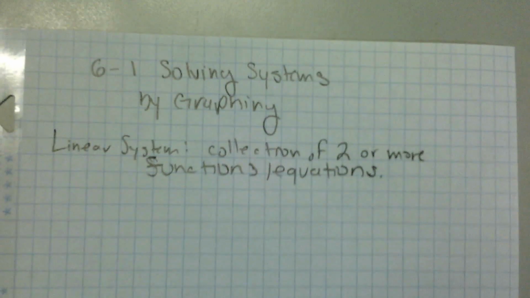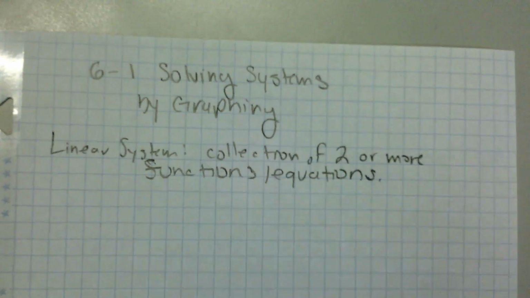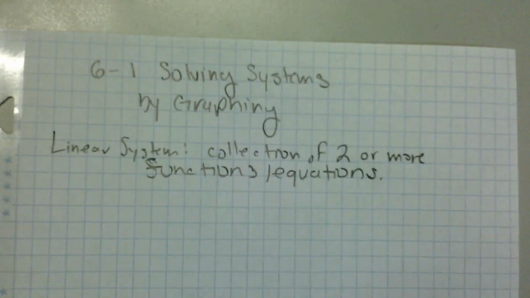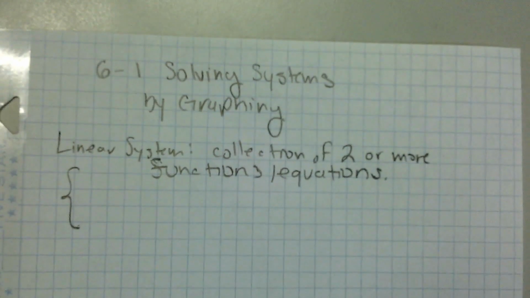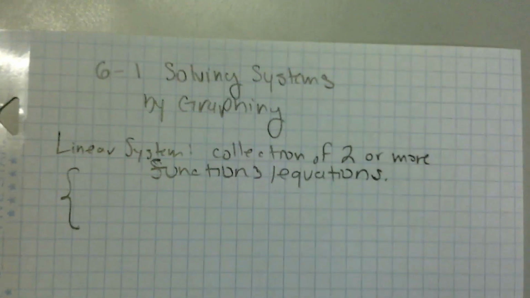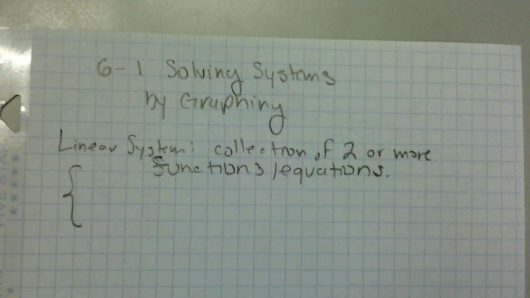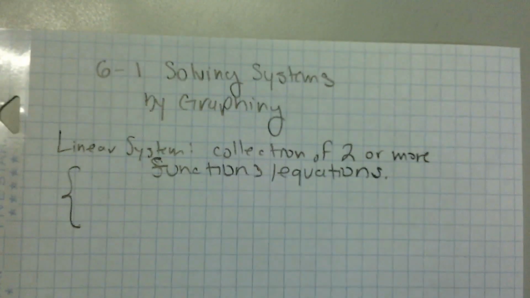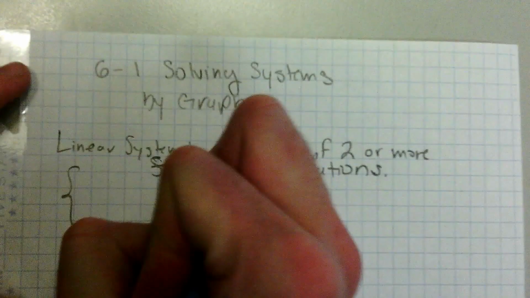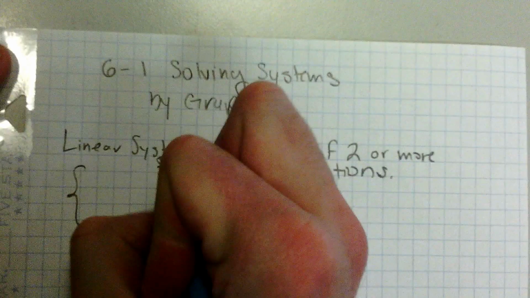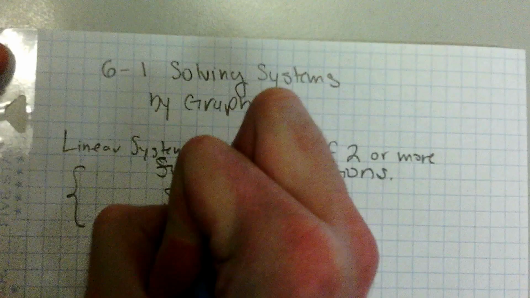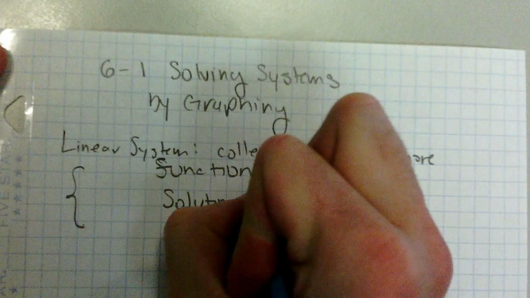One symbol that you will see me use to identify a system is a brace. You won't see the brace a lot in the book, but when I make the quizzes or the tests, I will usually use a brace to identify here is my collection of functions. Since this lesson and the coming lessons are about solving, let's talk about the solution of a system.